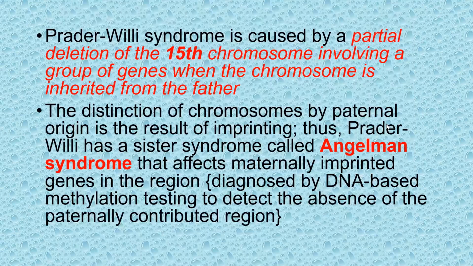PWS is caused by a partial deletion of the 15th chromosome involving a group of genes when the chromosome is inherited from the father. The distinction of chromosomes by paternal origin is the result of imprinting. Thus, Prader-Willi has a sister syndrome called Angelman syndrome that affects maternally imprinted genes in the region, diagnosed by DNA-based methylation testing to detect the absence of the paternally contributed region.